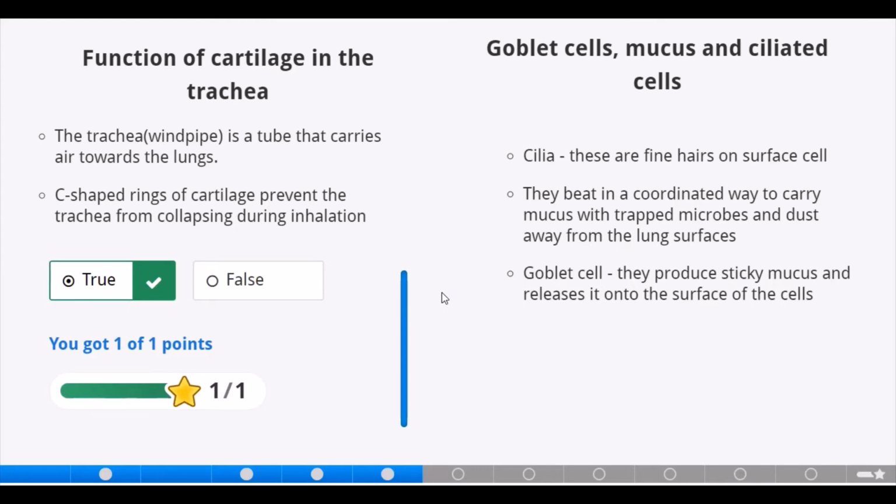Goblet cells, mucus, and ciliated cells. Cilia, these are fine hairs on surface cells, and they help to prevent pathogens from entering into the respiratory tract. They beat in a coordinated way to carry mucus with trapped microbes and dust away from the lung surfaces, while the goblet cells produce sticky mucus and release it onto the surface of the cells.